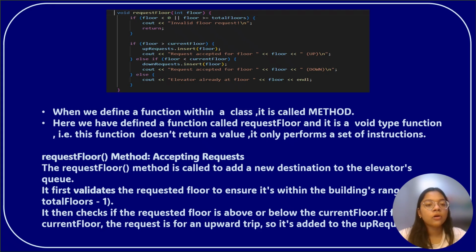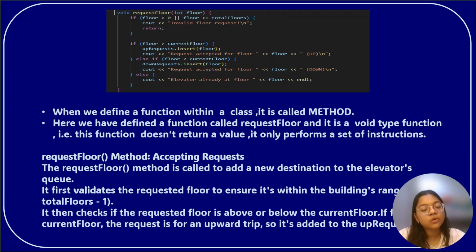Okay. Or else, if the floor is lesser than current floor, then we are going to insert it in the down request set. Similarly, then we are going to print out request accepted for the floor, whatever the requested floor it is.